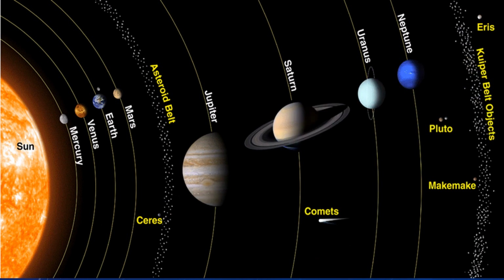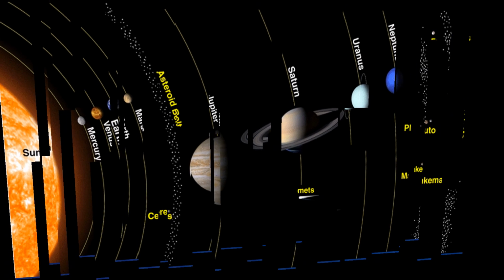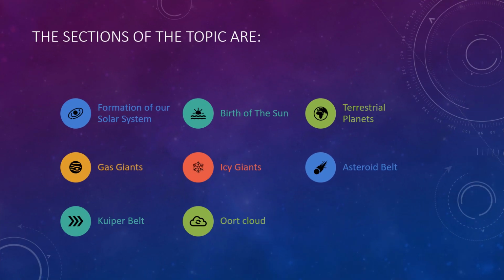Our solar system comprises a magnificent sun, 8 planets, several moons, and millions of asteroids, comets, and meteorites. As we all know, this is a very vast topic. So, to make it simple and easy to understand, I'm going to talk about this in a few sections.